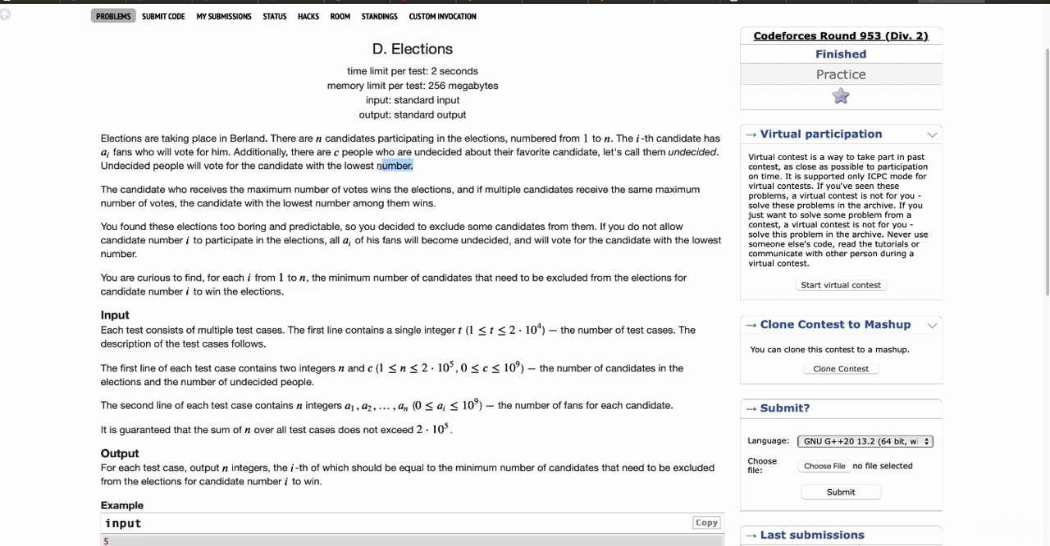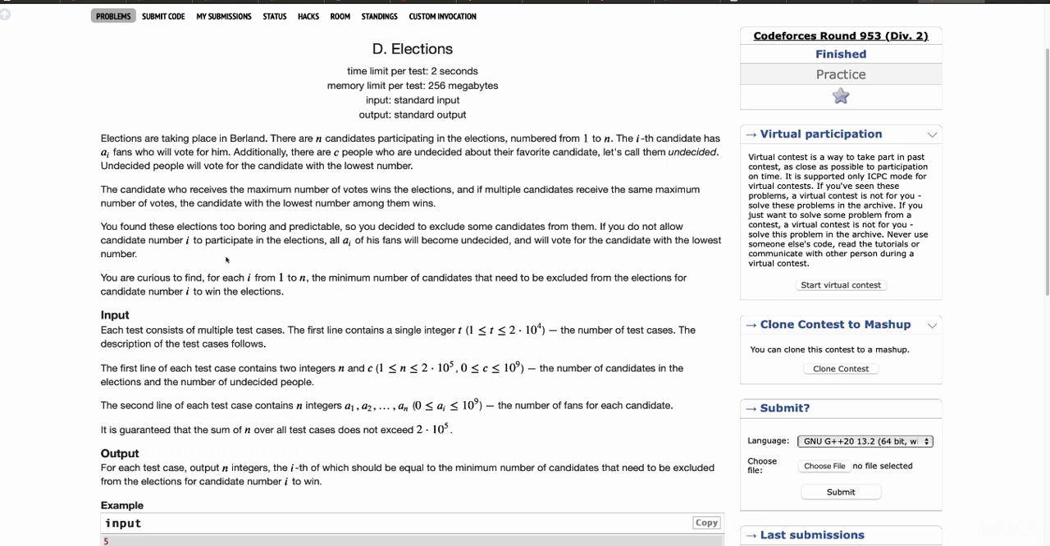Again, I think the word number here is a bit ambiguous. They should have mentioned the index, ith index, but in this case, you just consider that the number is the index. So the candidate with the lowest index will get the vote of these undecided citizens. Now the candidate who receives the maximum number of votes wins the elections, and if multiple candidates receive the same maximum number of votes, the candidate with the lowest number among them wins. So if multiple candidates have the same number of votes, then the candidate with the minimum index wins the election.